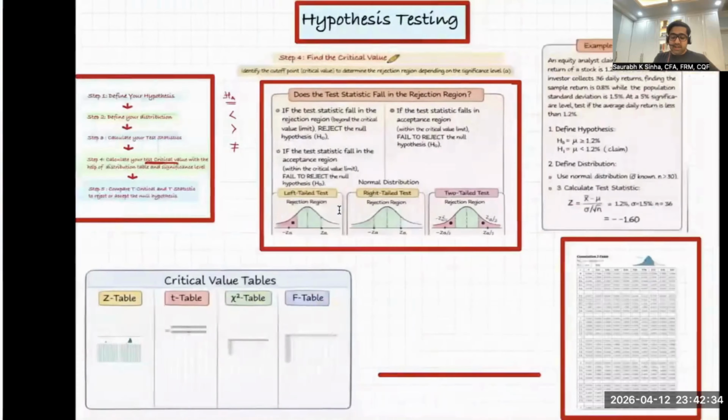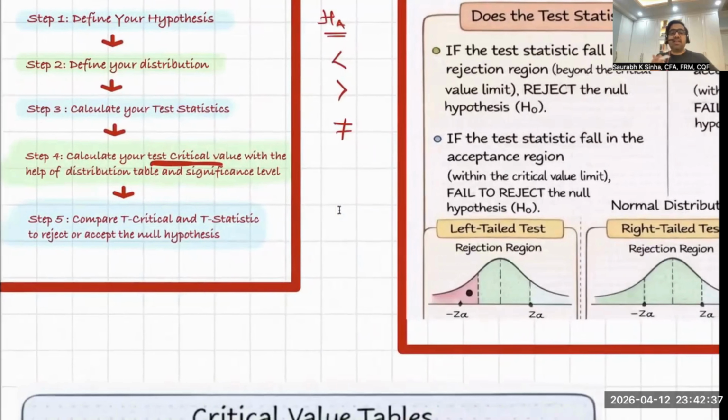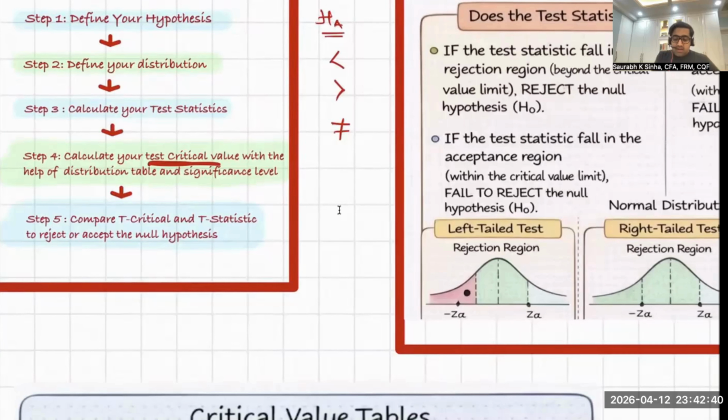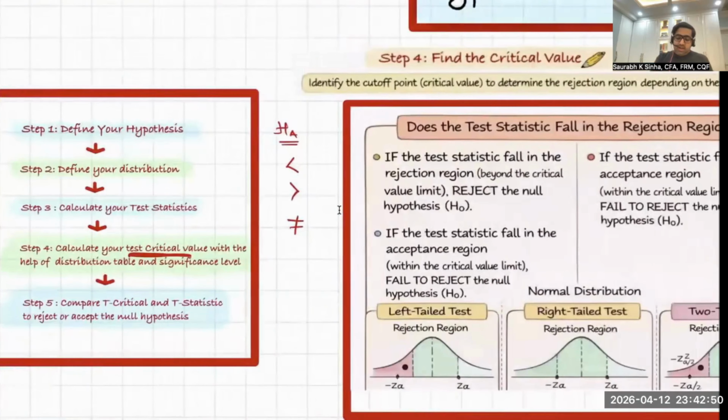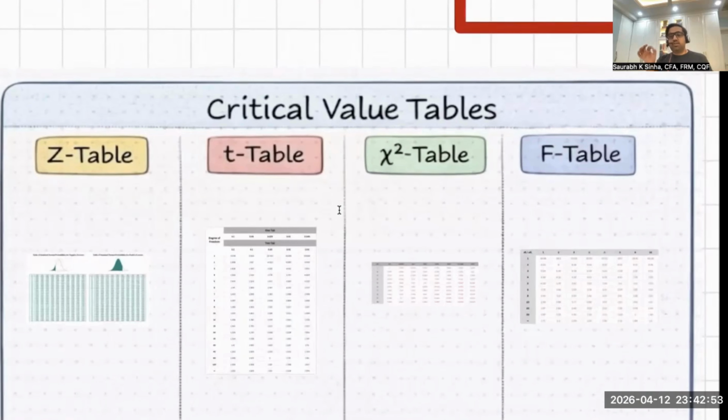Now, step 4 says that you have to find your critical value. Your critical value always comes from the table. Which table? If you have chosen normal distribution in step 2, then the Z table. If you have chosen t distribution, then the t table. If you have chosen chi-square distribution, then the chi-square table. If you have chosen f distribution, then the f table. That's it. Critical value comes from the table.